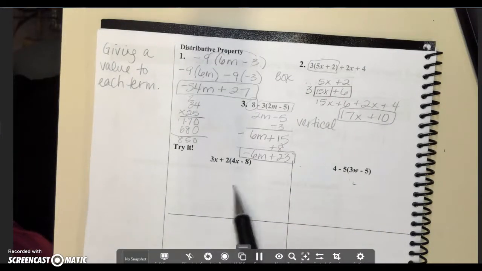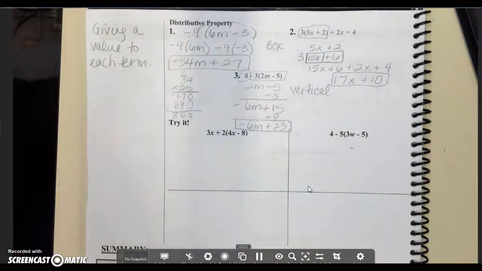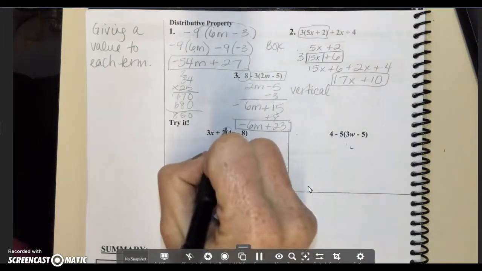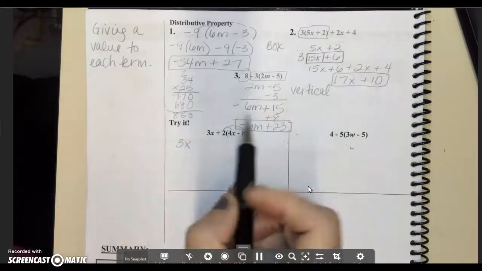Let's go down. I want you to try these 2 problems here, and then come back and check your answers against mine. All right, so I'm going to do this first one. Let's just do it, I just call it rainbow method, like that. So this 3x is just going to hang out over here for a second.